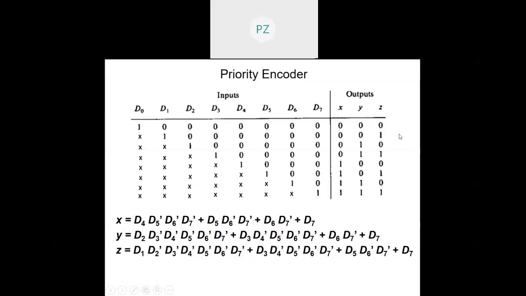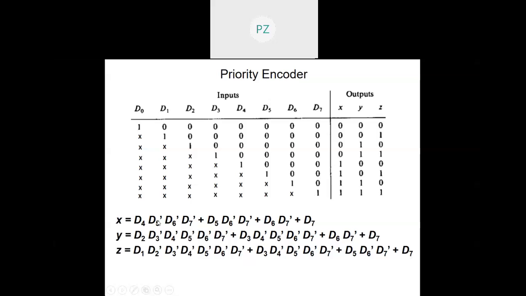So this is how Y will come out, and for Z, the first one is here, so you will write D1 and D2 dash and D3 dash and D4 dash and D5 dash and D6 dash and D7 dash, or come to the next one. Next one is D3. So D3 should be ANDed with D4 dash, D5 dash, D6 dash, D7 dash, or D5 because this is high, and D6 dash and D7 dash, and finally this one is D7.